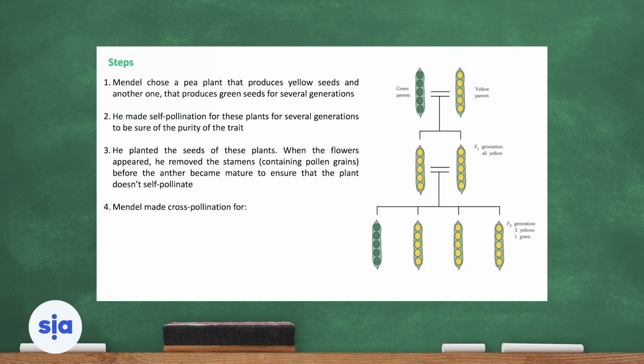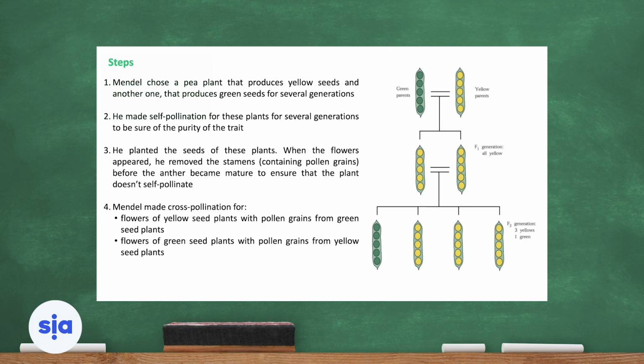Mendel made cross-pollination for flowers of yellow seed plants with pollen grains from green seed plants, and flowers of green seed plants with pollen grains from yellow seed plants. He wanted to mix. He covered the stigmas of the pistil, the female part of the flower, to prevent cross-pollination from other flowers. So he protected his plant and his experiment. Then he planted the produced seeds.